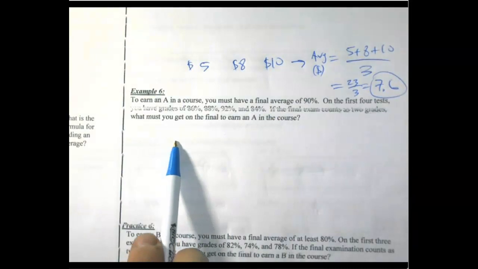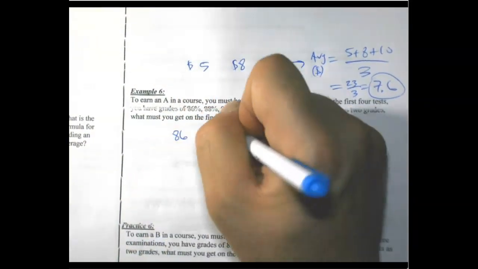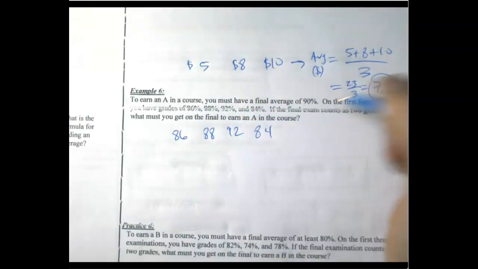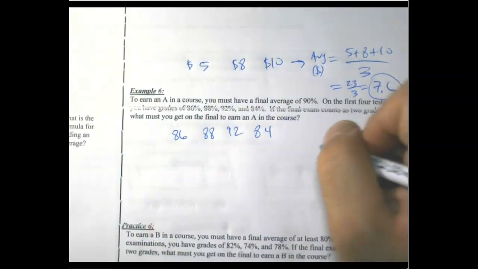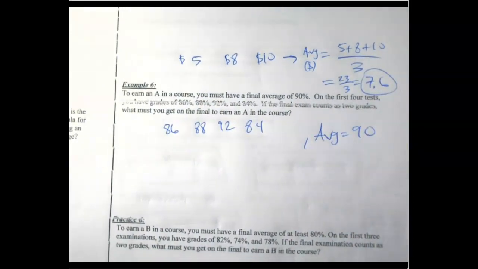The problem on this one is that they give us all these test scores. 86, 88, 92, 84, and then they tell me if the average is 90, then what does the 5th score have to be? Okay.